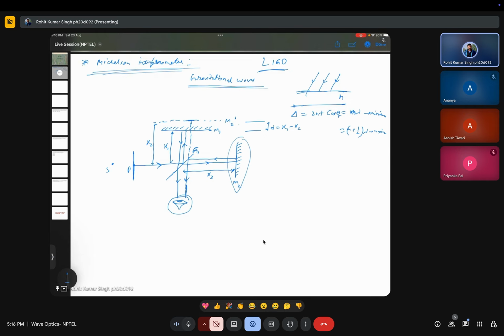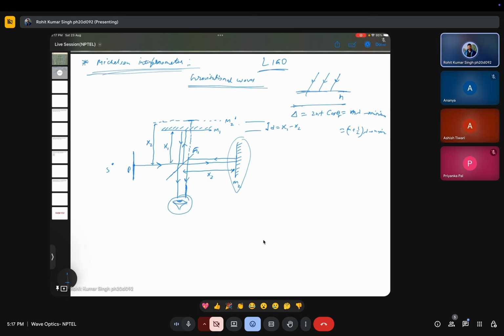Because the light is getting reflected, it is making a virtual image of this mirror at distance x2 from this G1 glass plate. So you can say it's a virtual image of M2, M2 prime. And there is no description of an image of M1 in the book, they only describe the image of M2.